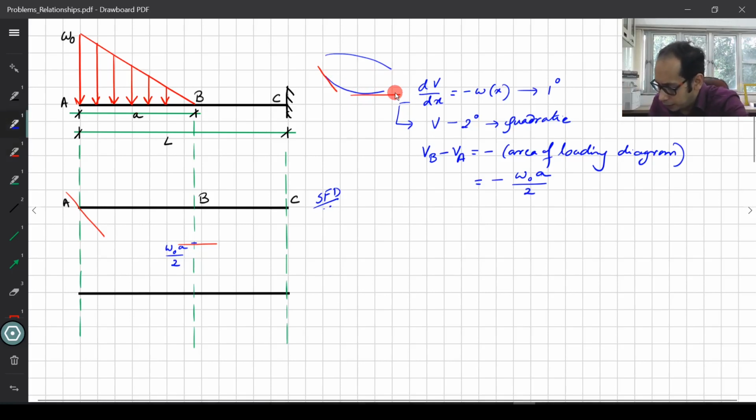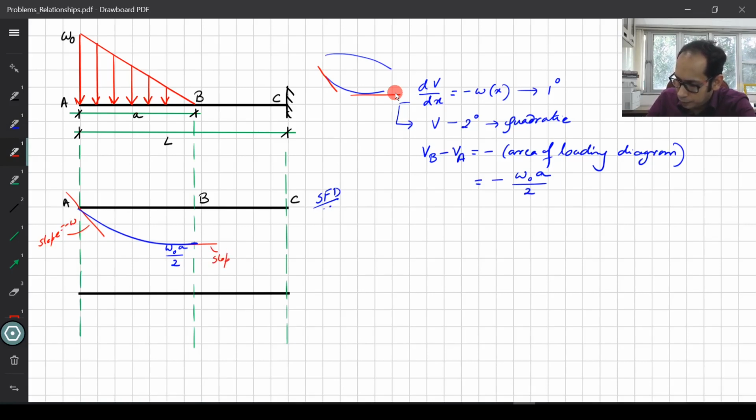So the shear force diagram variation is going to be like this over here. Let's mark those. Here you have a slope equal to minus W naught, and at this particular point my slope equals 0, right? So I have drawn it, and this variation that I just drew is quadratic. So I have found it from A to B.